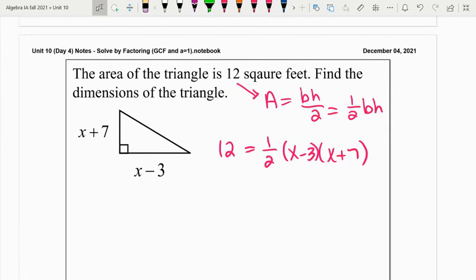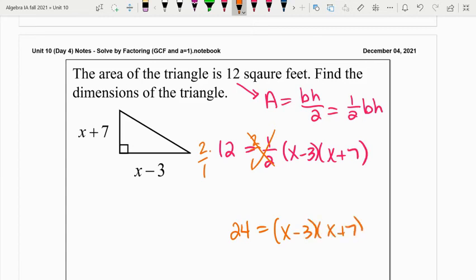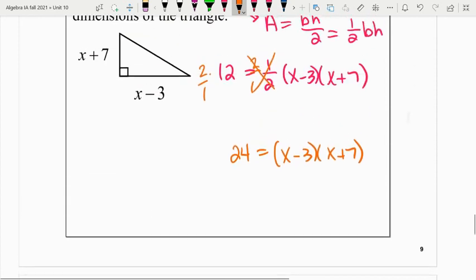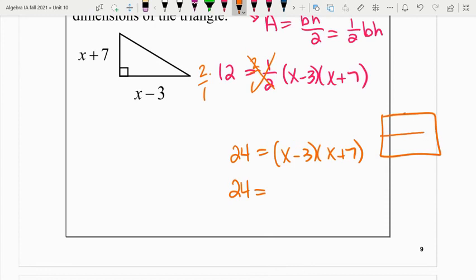I don't like that half there, so what I'm going to do is multiply both sides by 2/1 first. So I get 24 on this side equals, that's gone, x minus 3 times x plus 7. We need to multiply this out on the right side. So 24 equals, and I'm going to use the box method. So this is x, -3, x, and 7. So x times x gives me x squared, -3x, positive 7x, -21. So I can see that gives me x squared plus 4x minus 21.